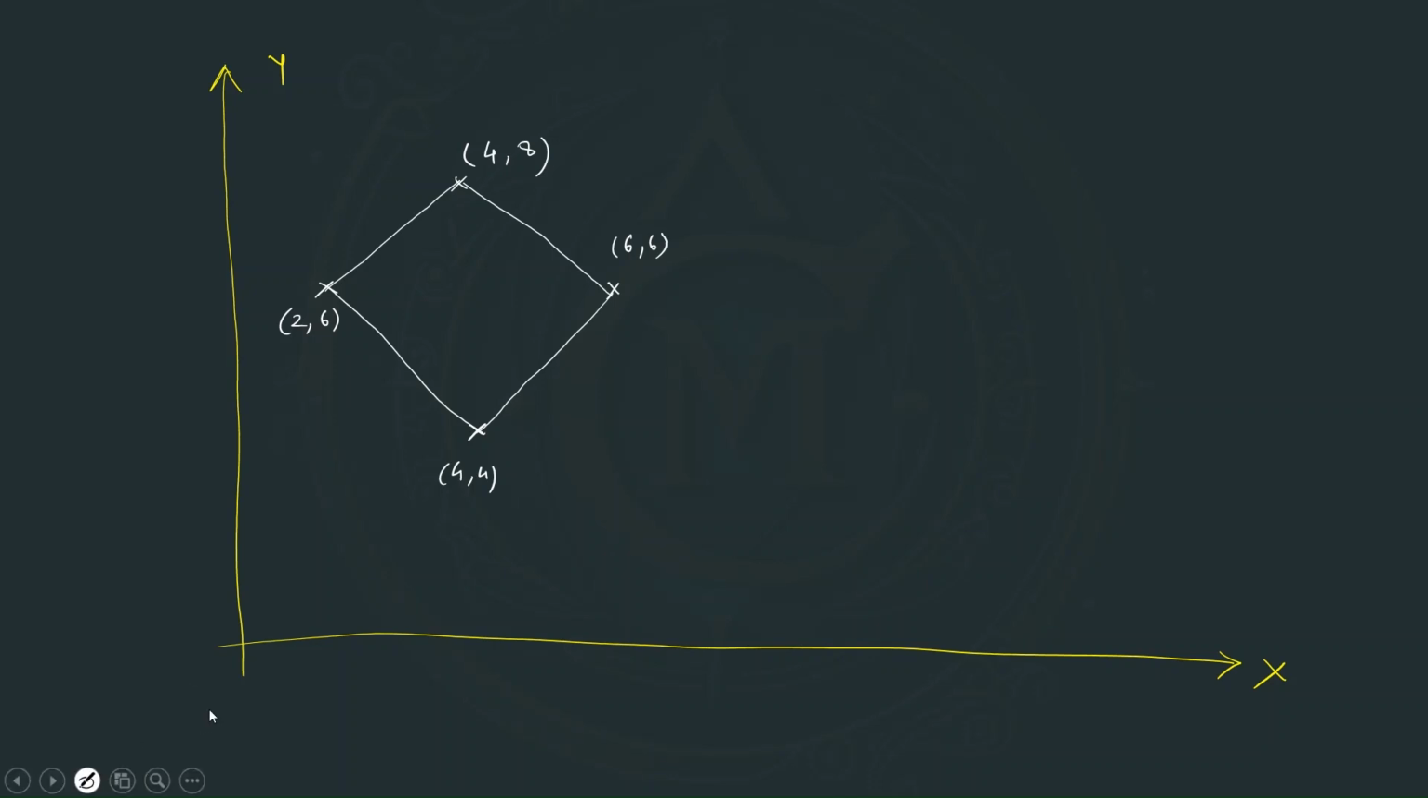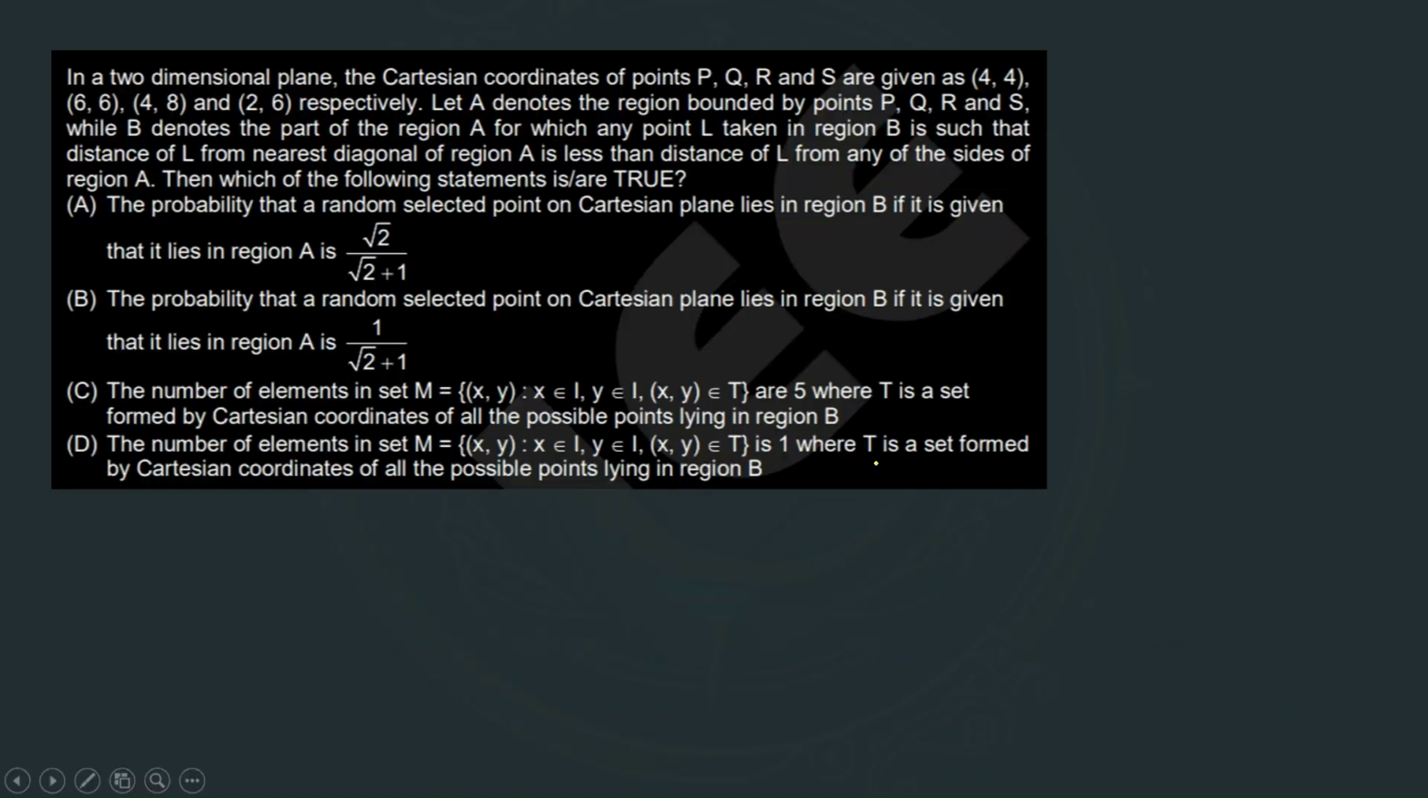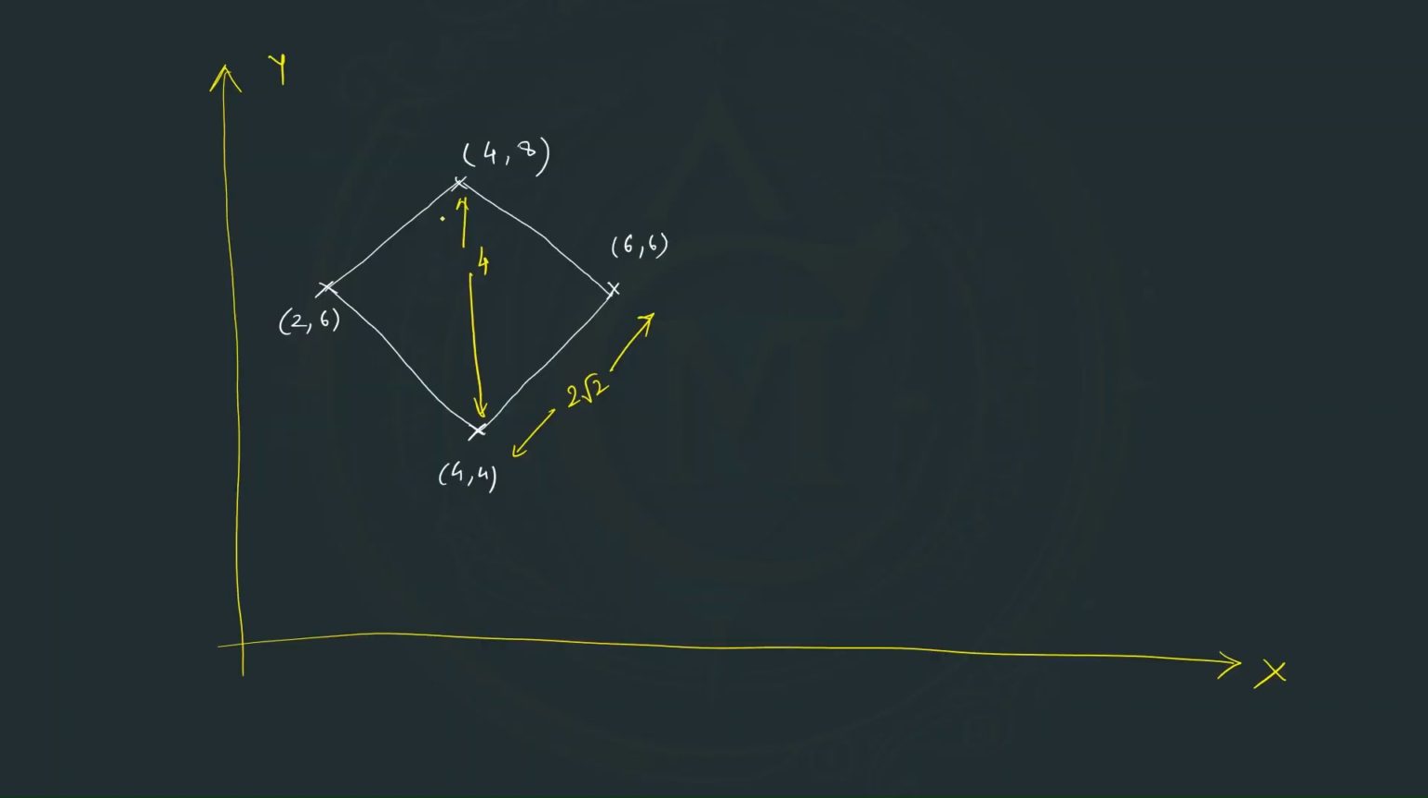And what is the length of the side? The length of the diagonal, it is how much? It is 4 units. So the side will be 4 divided by root 2, so 2 root 2. Now it says let A denote the region bounded by points P, Q, R, and S. Okay, so A is this total region.